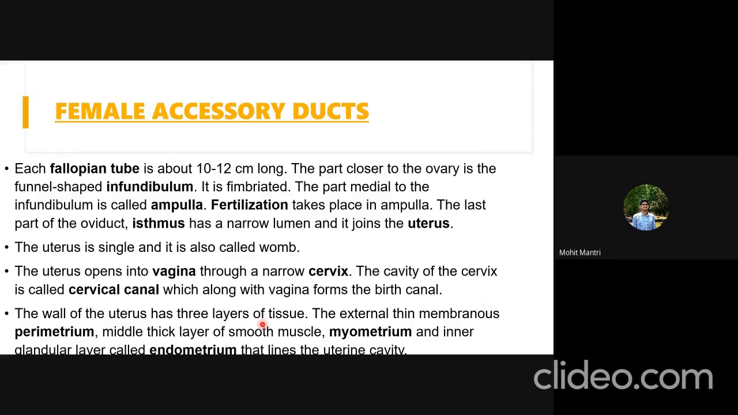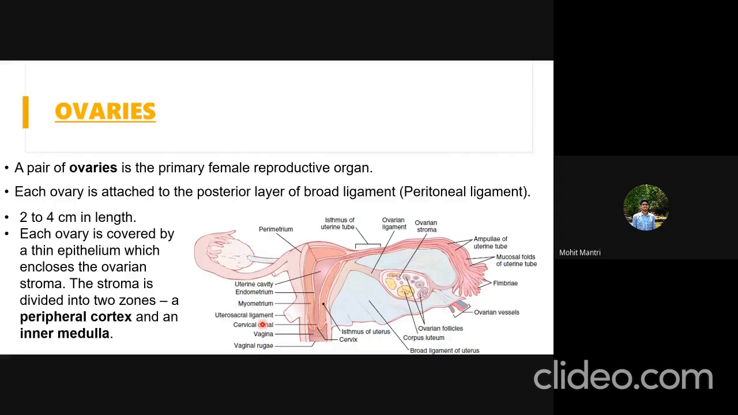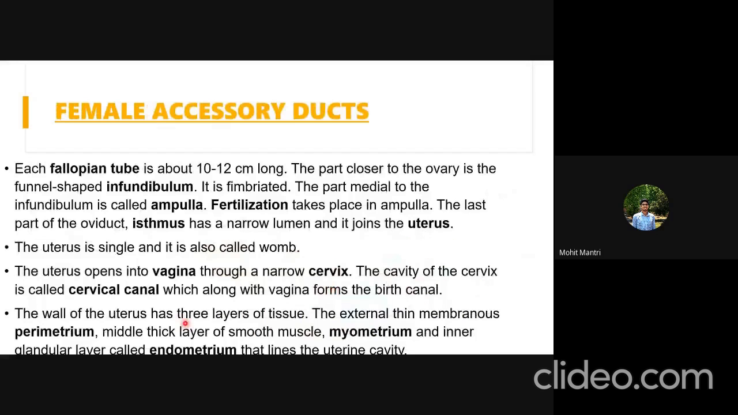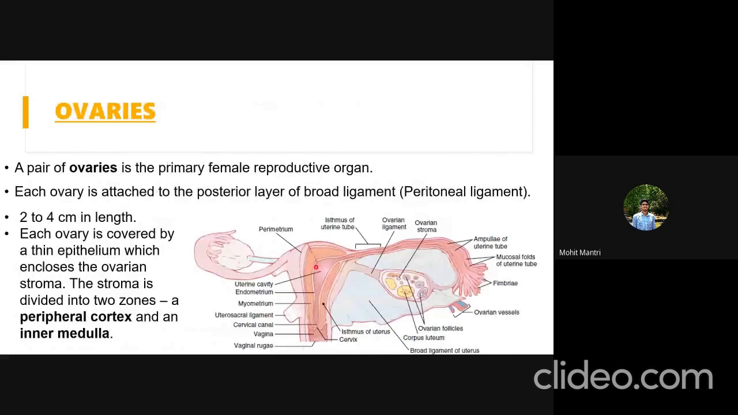Now the wall of the uterus has 3 layers of tissue. The external thin membranous layer is the perimetrium. Then comes the middle thick layer of smooth muscle, which is known as the myometrium, and then the inner glandular layer, which is known as the endometrium. It lines the uterine cavity. So this is the uterine cavity and the 3 layers of the uterus.